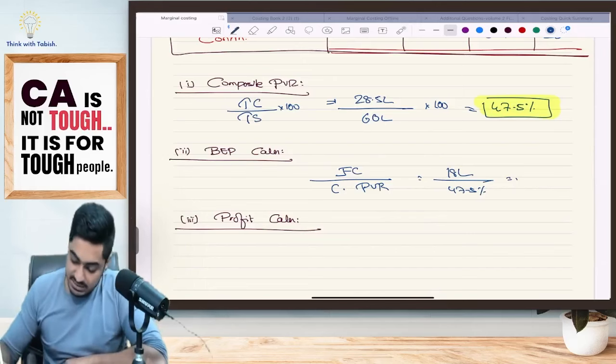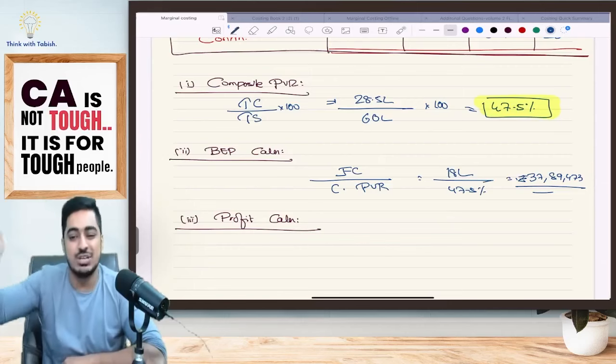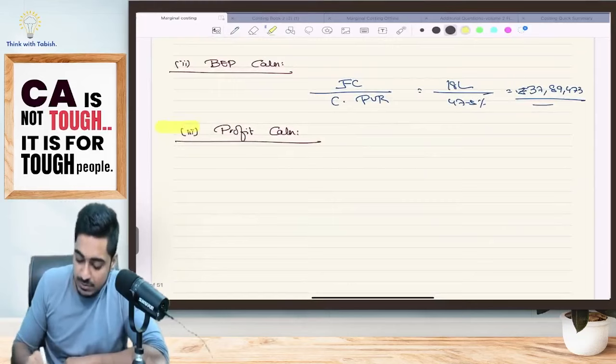It is going to be 37 lakh 89,473. Yes or no, everyone? In terms of rupees. I just want the BEP. I don't want individual bifurcation. Okay. Yes. And let me also calculate my profit.